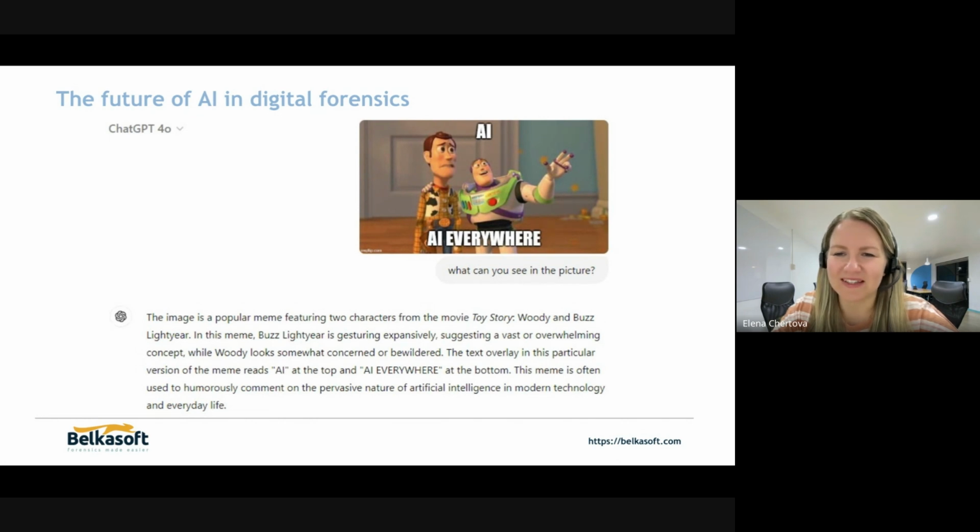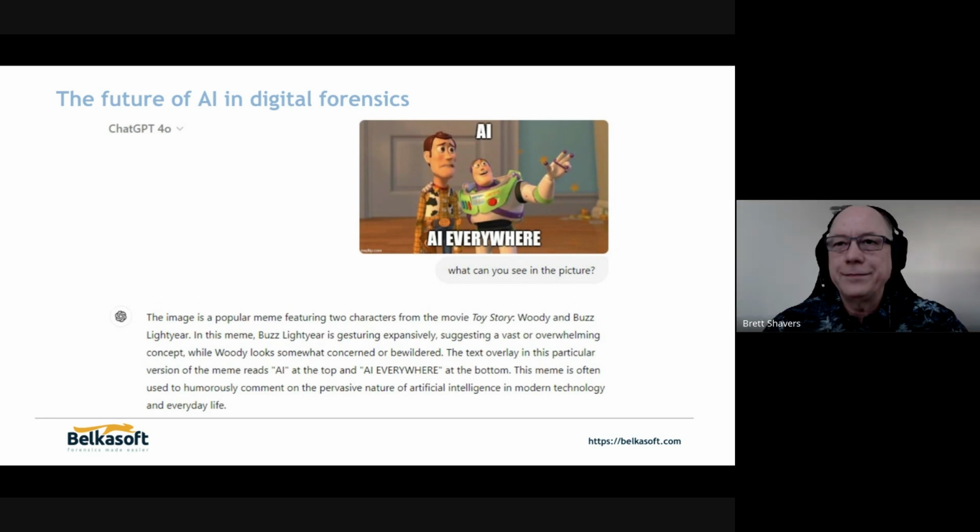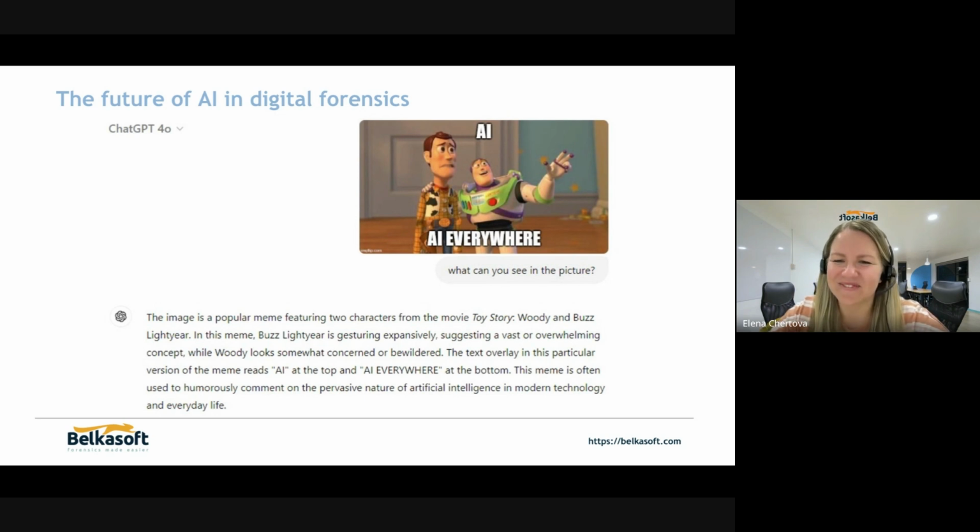So the first one is, can AI parse raw data? Okay, so I think we've covered that one pretty well already. So how often is BelkaGPT updated with new training data, and where does that training data come from?